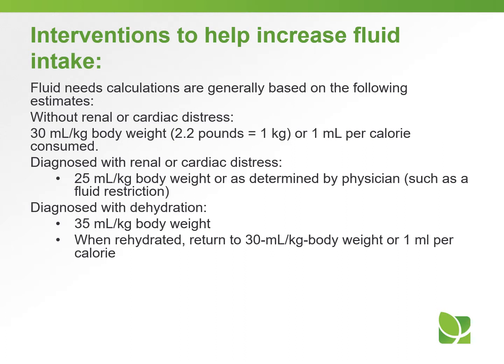If a diagnosis with renal or cardiac distress, then it would be 25 milliliters per kilogram body weight, or as determined by the physician, such as a fluid restriction. And if they're diagnosed with dehydration, their needs may go as high as 35 milliliters per kilogram body weight. When hydrated, they'll return to 30 milliliters per kilogram body weight or 1 milliliter per calorie.